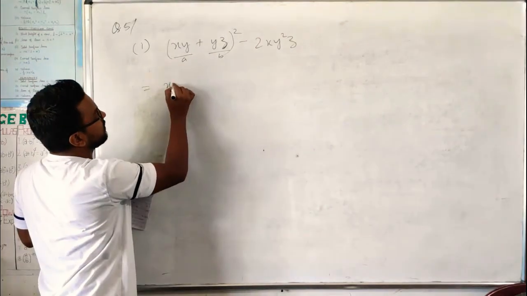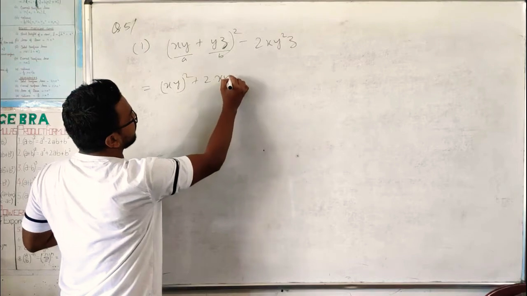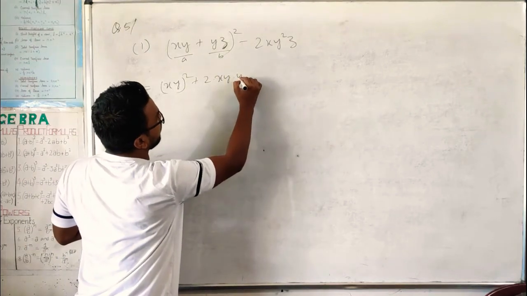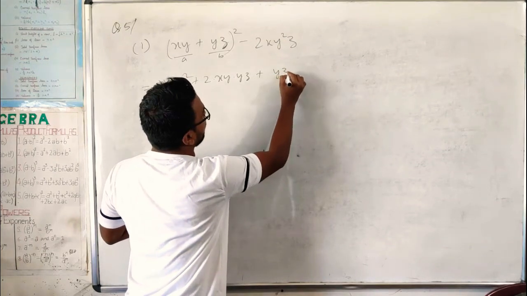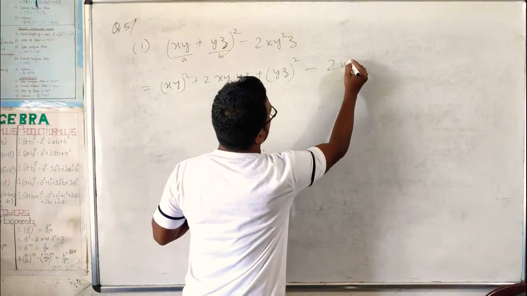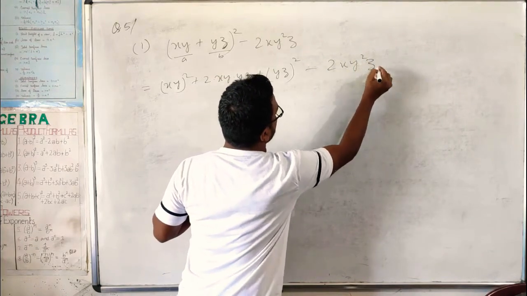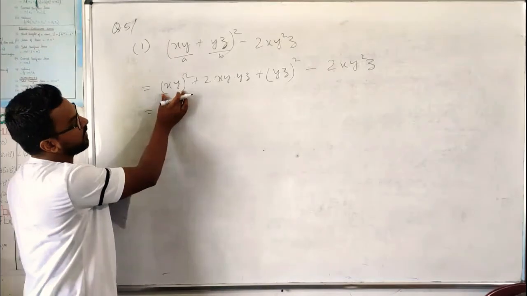So a is xy whole square plus twice ab. A is xy, into b is yz, plus b square. B is yz whole square, minus 2x y square z. Okay, so if you open this bracket, what will you get?